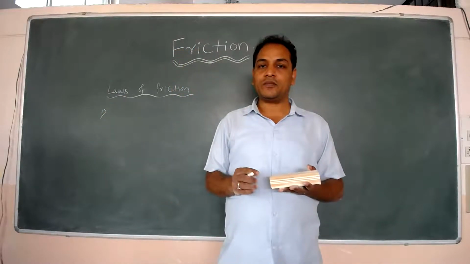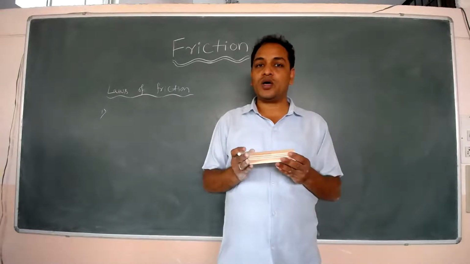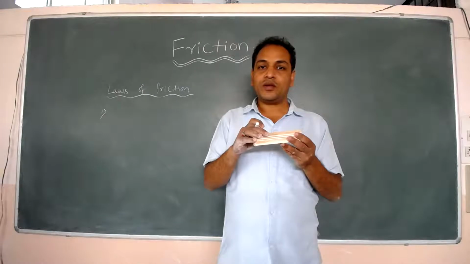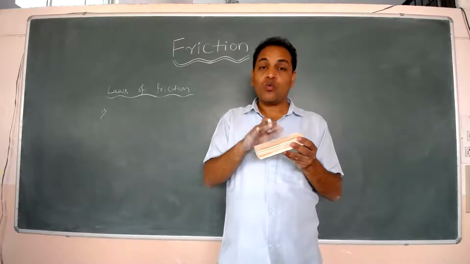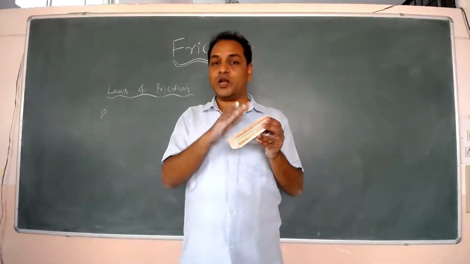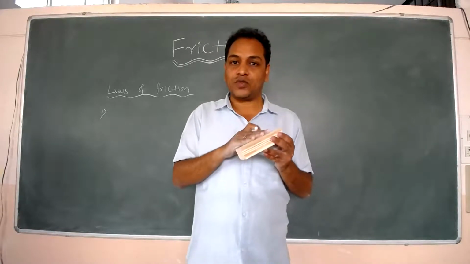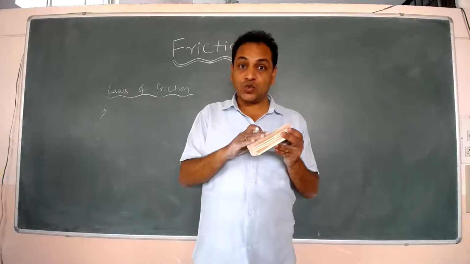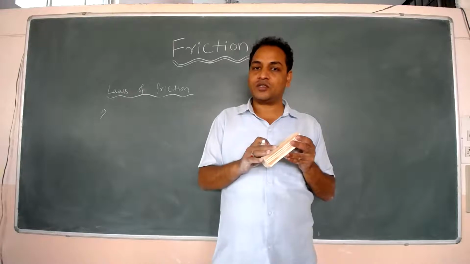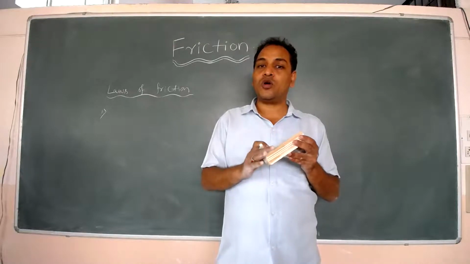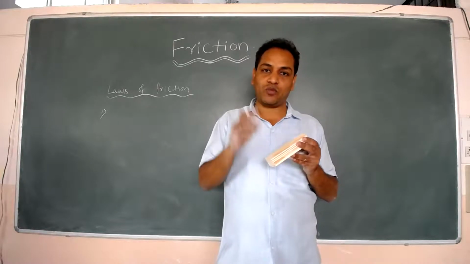What is the second point? The friction depends upon the nature of the surface of a body, and also the roughness of that surface. That means whether it is made up of wood or iron, what is the nature of that surface, as well as whether it is polished or rough. So it depends upon these two factors. That is the second point.